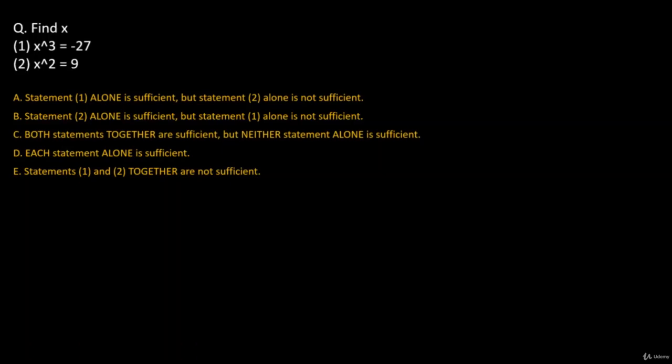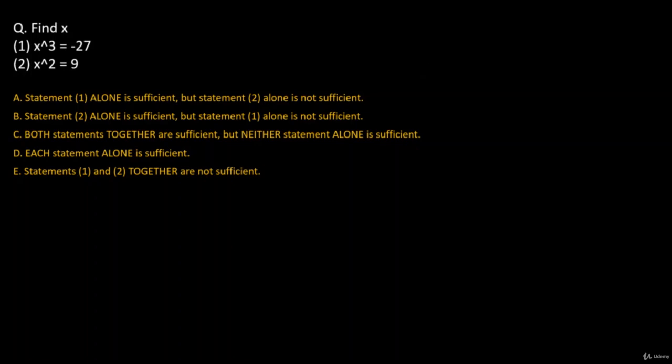Let's do this question. Find x. So clearly it's a find the number type data sufficiency question. So we have to find a unique numerical value of x. All right, so let's look at statement 1.